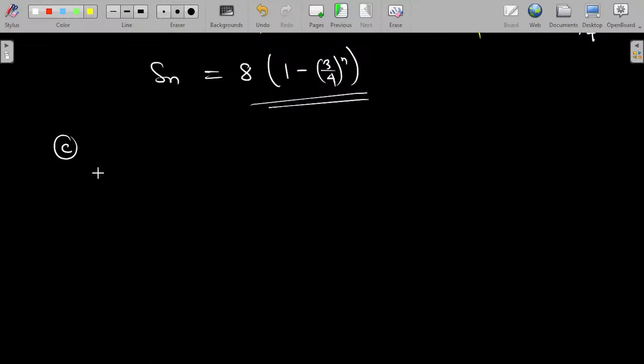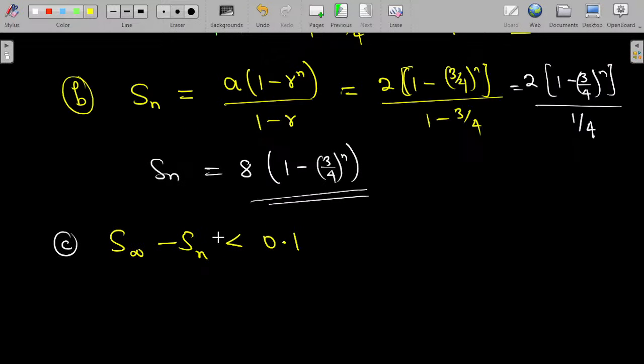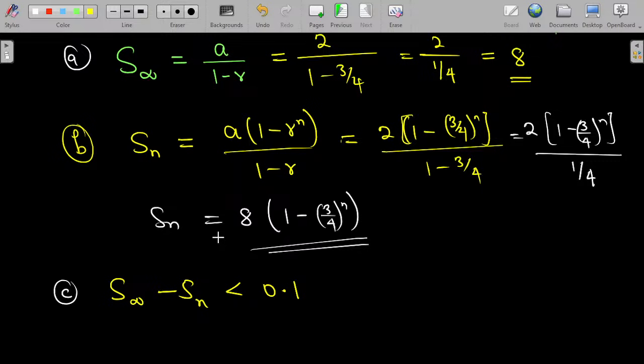So it says, what is the smallest number of terms if the sum to infinity minus the sum of first n terms is less than 0.1? Okay, so if the sum to infinity minus the sum of first n terms is less than 0.1, they're asking us to find the smallest possible value of n. Okay, so let's see. What did we get as our sum to infinity? We got 8. All right, so let's bring that down here.